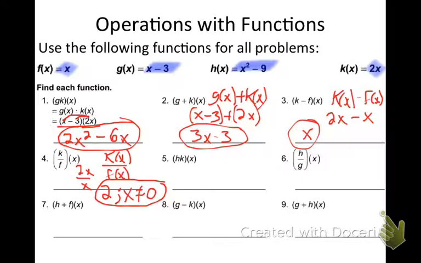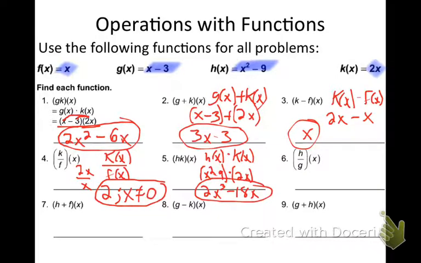Okay, let's try number 5. h times k of x. Again, that'd be like saying h of x times k of x. Well, what's h of x here? X squared minus 9. What's k of x? 2x. I'm going to multiply those and simplify. When I multiply them, what do I get? Basically, I'm just trying to distribute. Jack, what do you think? 2x cubed minus 18x. Nice job, sir.